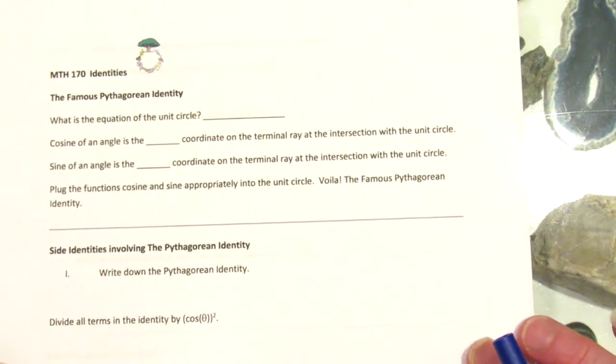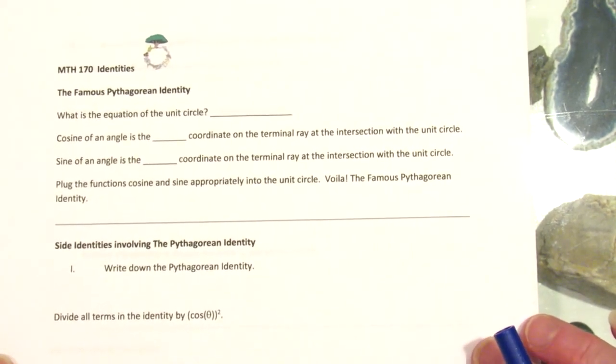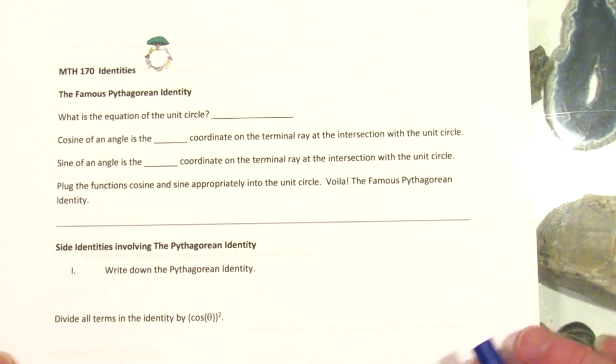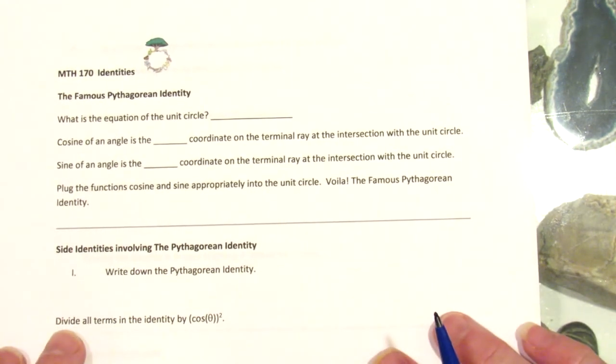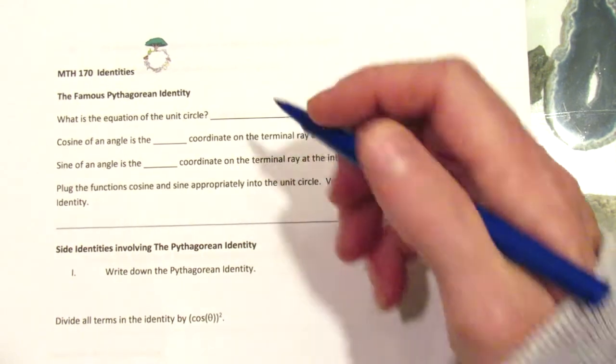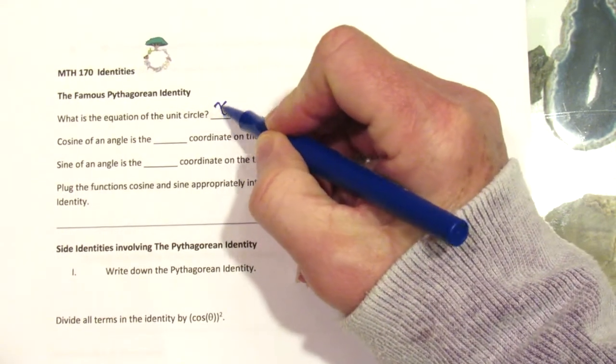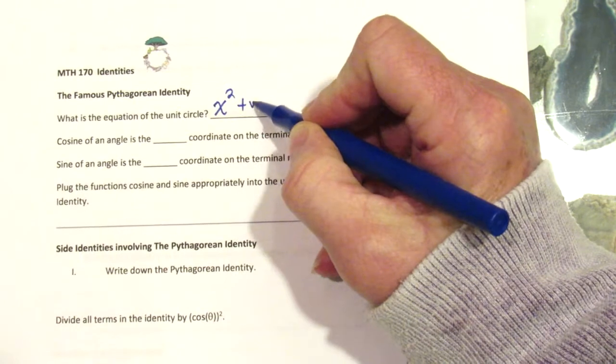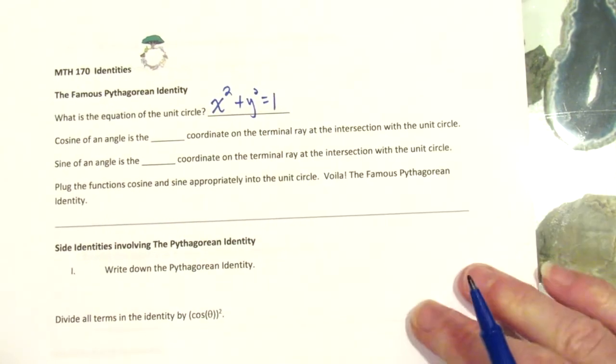That's what's so wonderful about trigonometry, is that so many of the ideas just come full circle. They're all related to each other. So we're going to start with the equation of our unit circle, and the equation of the unit circle is x squared plus y squared equals 1.